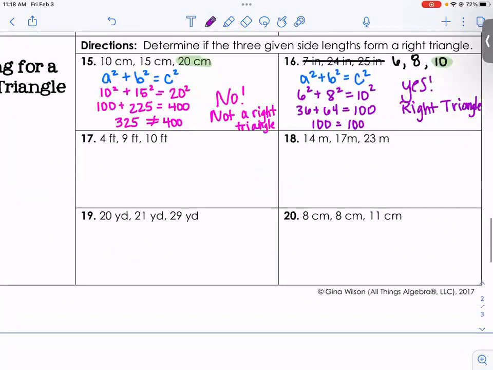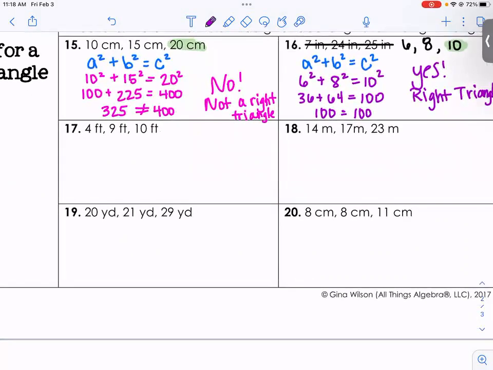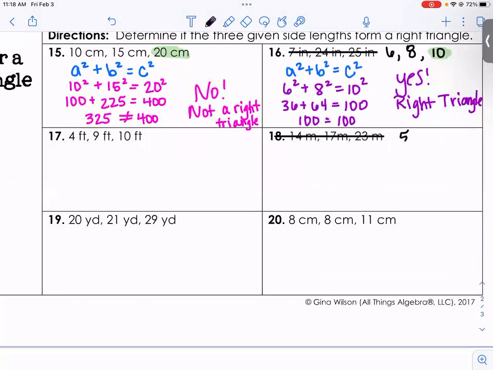Okay, this is what I want you to do. First of all, change number 18 to be 5, 12, and 13. And you are going to do number 17 and number 18 with your elbow partner.